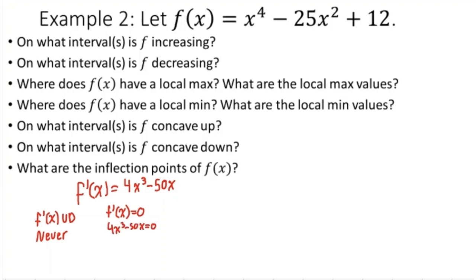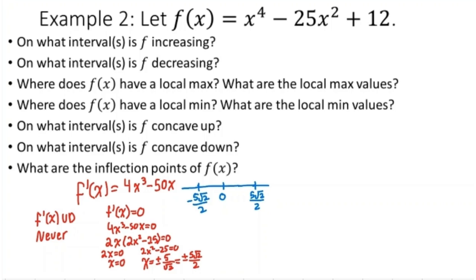So we want to solve the equation 4x cubed minus 50x equals 0. Factor out 2x: 2x times (2x squared minus 25), and 2x squared minus 25 cannot be factored any further. Set each factor equal to 0. If we solve 2x equals 0, divide by 2 and get x equals 0. For 2x squared minus 25 equals 0, add 25, divide by 2, and then square root. We get x equals plus or minus 5 over root 2, which is 5 root 2 over 2. So in total, we have 3 partition numbers to put on our sign chart for f prime of x.